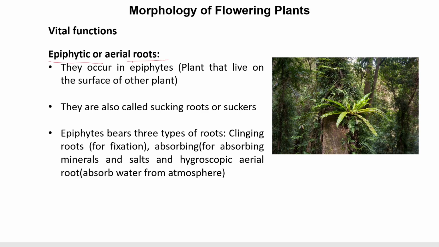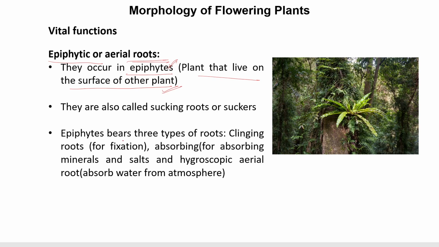Epiphytic or the aerial roots. So they occur in epiphytes. Those plants that live on the surface of another plant are called epiphytes. But they are not parasites. They just get attached to the surface of the plant so that they can get proper sunlight and perform their process of photosynthesis. Because when they are present at the lower level, the sunlight cannot reach that plant, and what happens? The plant may die. So what do they do? They get attached to the upper surface of some tree.